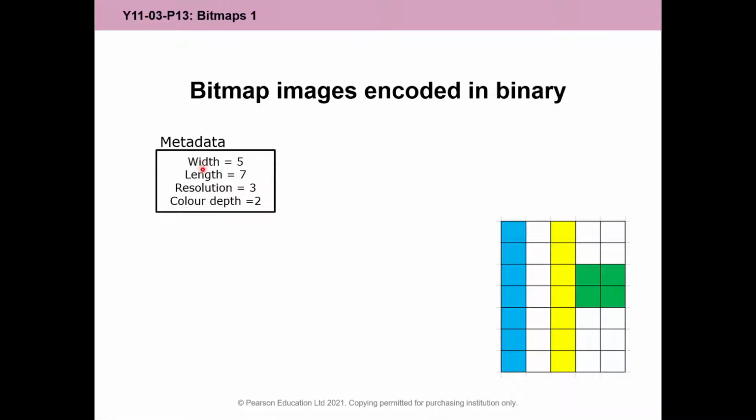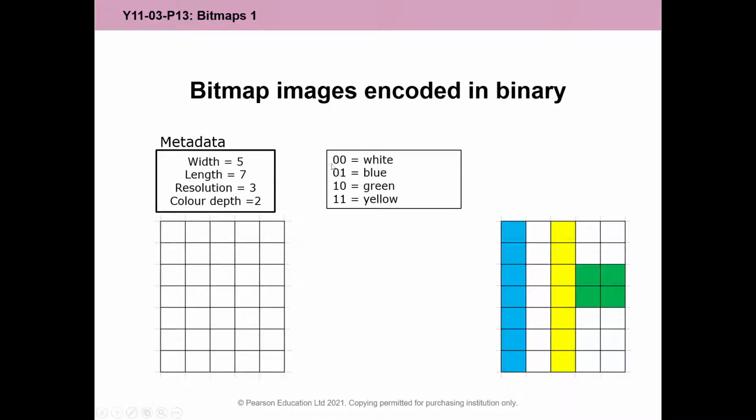So we can probably guess what width and length are. What do we think resolution and colour depth are? Yes, you've had a good guess, a correct guess. Colour depth means the number of bits per pixel. So 2 bits per pixel means 2 to the power 2, which is 4 possible colours. But we're not sure about resolution yet. Let's have a look.